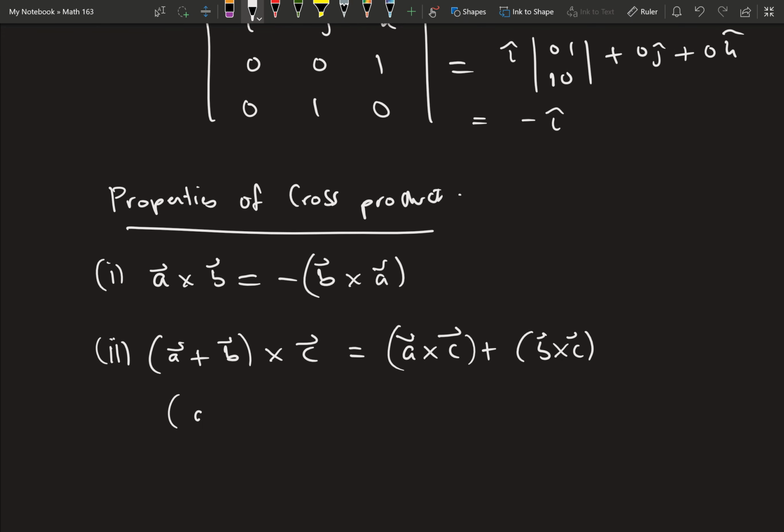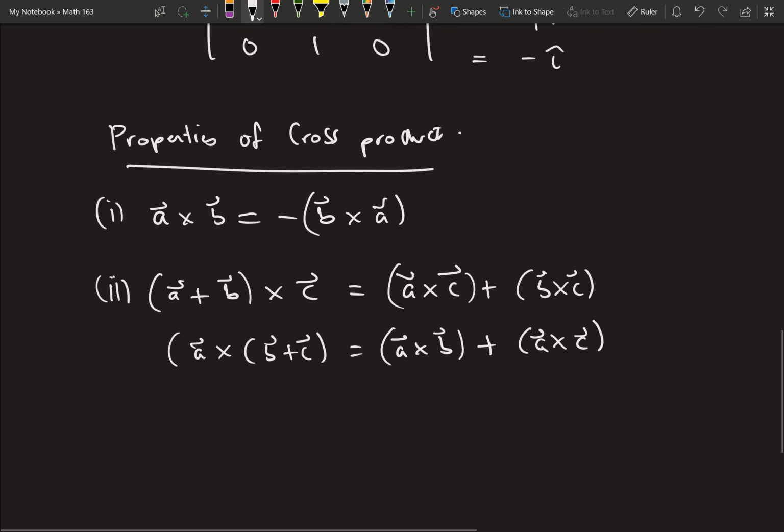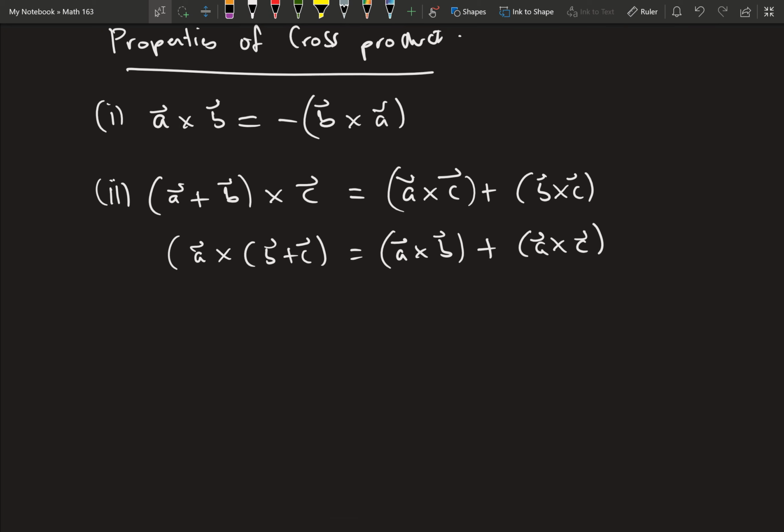Similarly, you have a cross b plus c is equal to a cross b plus a cross c. And all of these can be proved by just going down to coordinates and proving it. You can just write down the expressions explicitly and see that they're both the same.